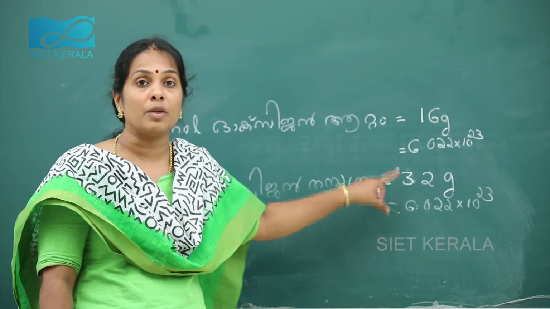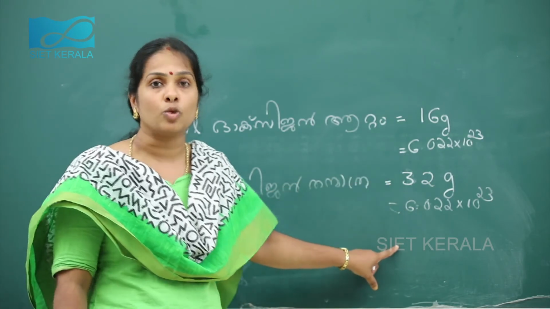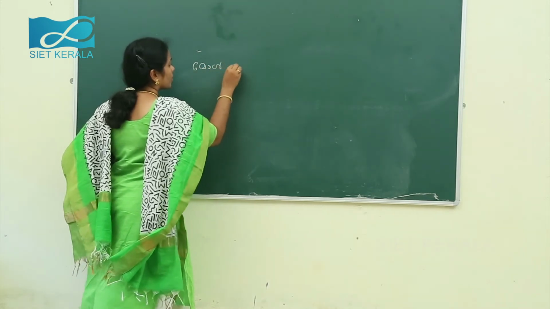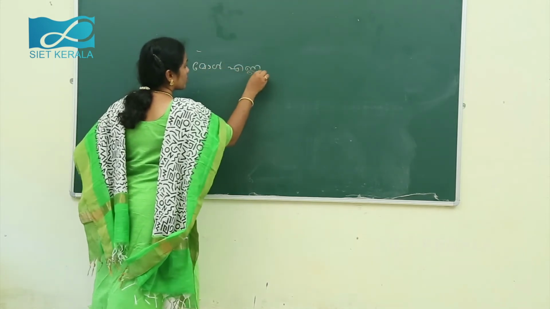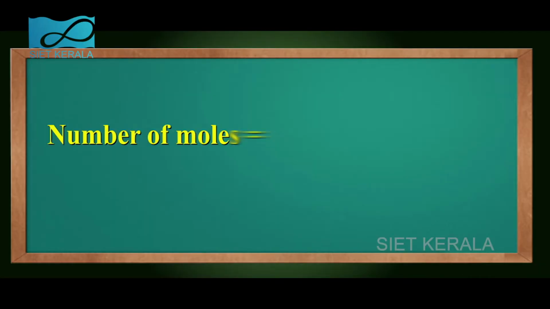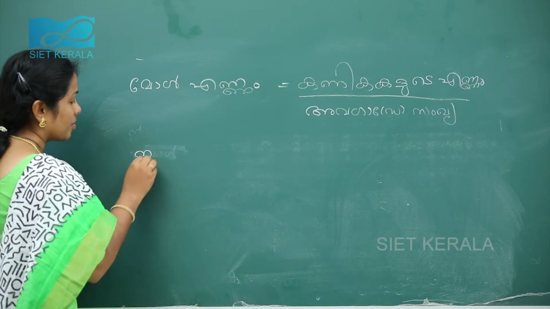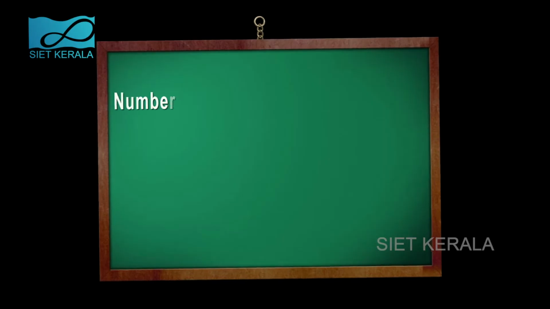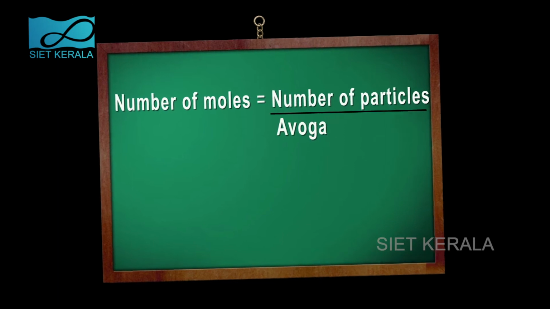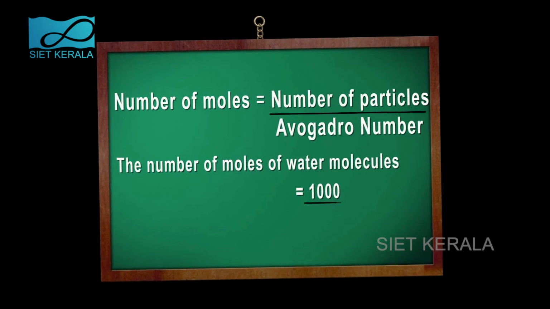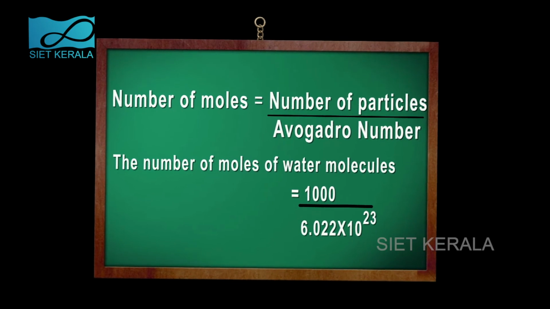If we know the number of particles, we can calculate the number of moles using the following equation. Number of moles is equal to number of particles divided by 6.022 × 10^23, the Avogadro number, NA. Now, let's calculate the number of moles present in 1000 water molecules. For this, divide the given number of molecules by the Avogadro number.